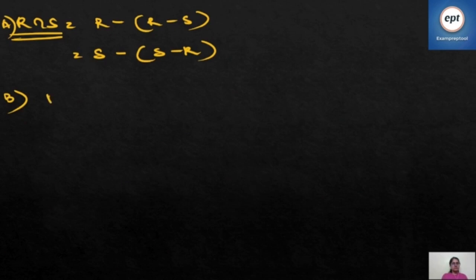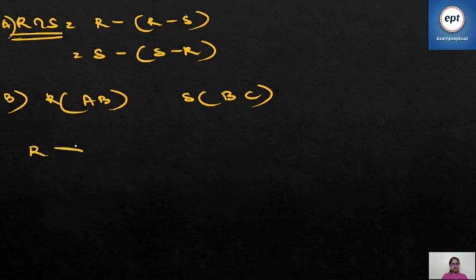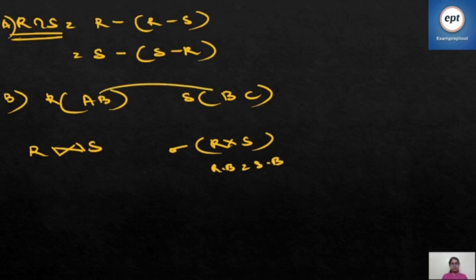Let's suppose we consider this relation R, which has two attributes A and B, and the other relation S, which has attributes B and C. Now we have to do the natural join. How will we do it? We will do the join of R and S. First we do the cross product of R and S, and for the natural join we apply the selection condition that R.B should be equal to S.B. This is the natural join, because we have a common attribute, and we match on whatever attributes are common.